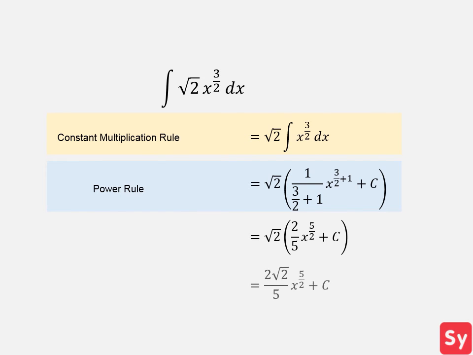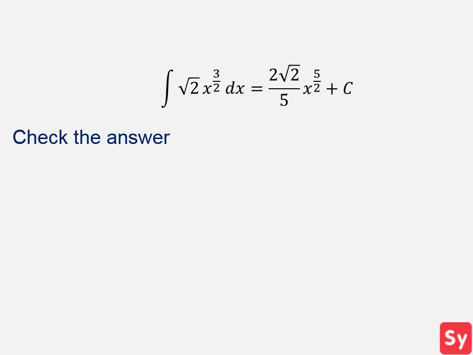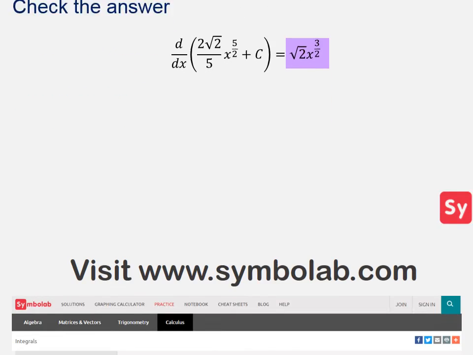We distribute square root of 2 and get 2 times the square root of 2 over 5 times x to the 5/2 plus c. Here's our answer. Now let's check it. We'll take the derivative of our answer and we get our integrand. So this answer is right.